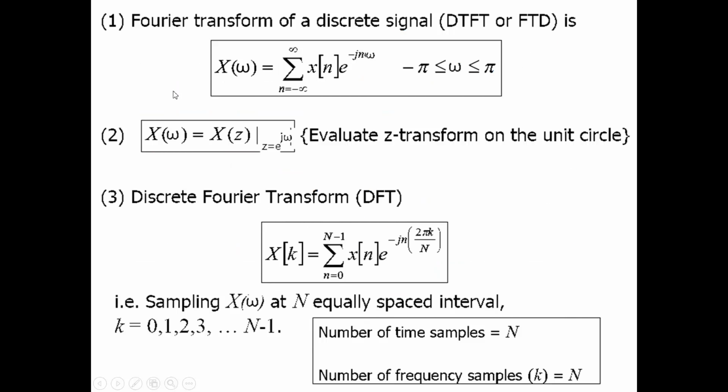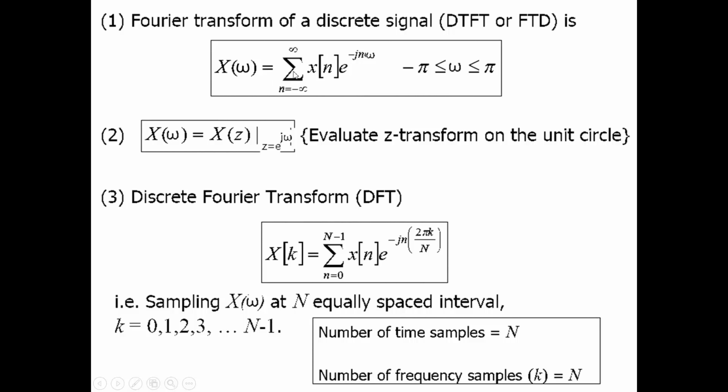Okay, let us now try to summarize a bit what we have done till now. The Fourier transform of a discrete signal, which we call the discrete time Fourier transform, is given by X(omega) equal to the sum over n going from minus infinity to infinity of x[n], which is the input discrete sequence, multiplied by e to the power minus j n omega, where the fundamental period of this omega, which is the digital frequency, is from minus pi to pi.